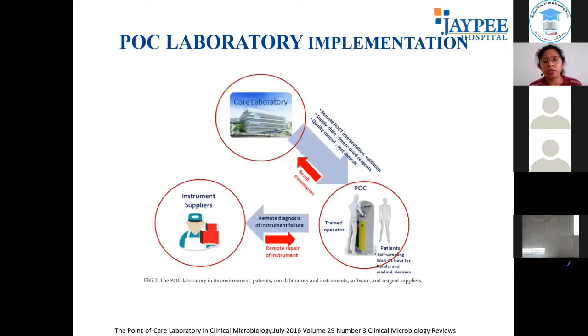So this is how it would work. The POC lab is there, a trained operator is there, the patient usually does the self sampling, and within 1 hour the results are given. It is linked to the core lab, and the supply chain, etc. Everything is monitored by the core lab and the instrument supplier, and the reagent supplier looks into it. So this is the model of a POC lab, very much like a stat lab, which would be set up close to the emergency.